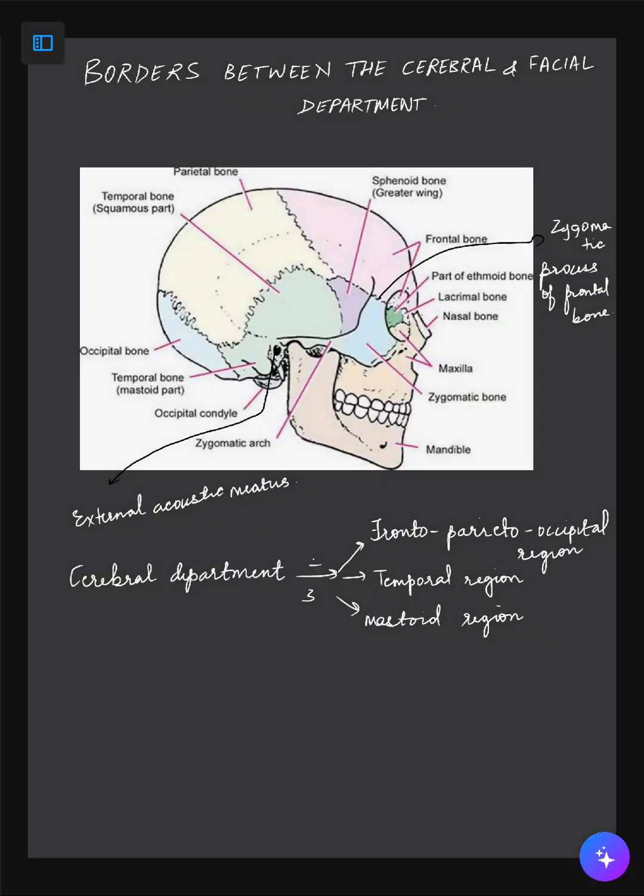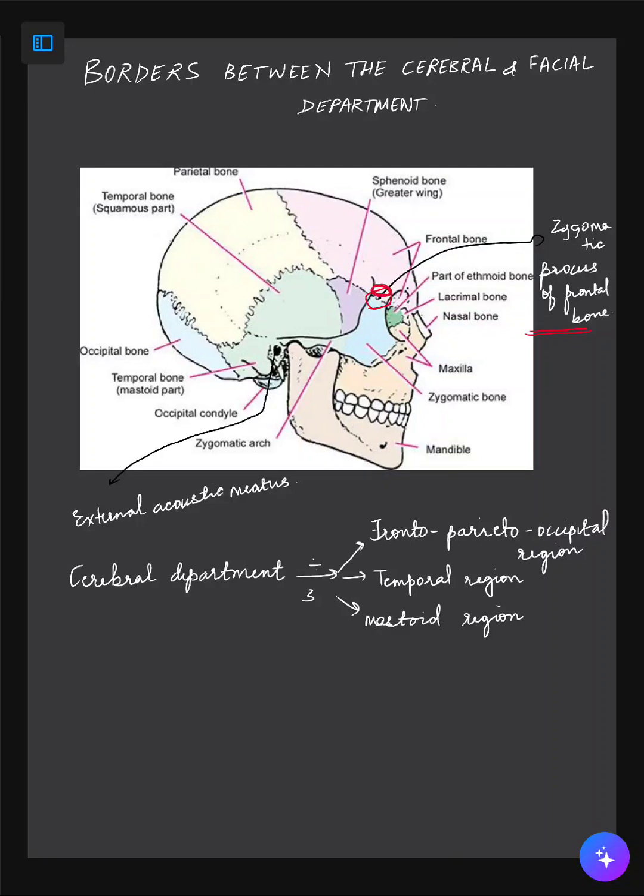Now next are the borders between the cerebral and facial department. We draw a line from the following anatomical structures, like the zygomatic process of the frontal bone. This is the zygomatic process of the frontal bone, and the frontal process of the zygomatic bone. Both processes are of the same region. What is the difference?